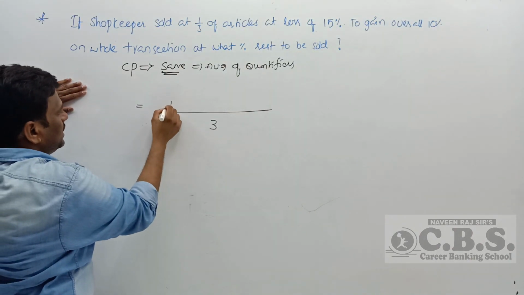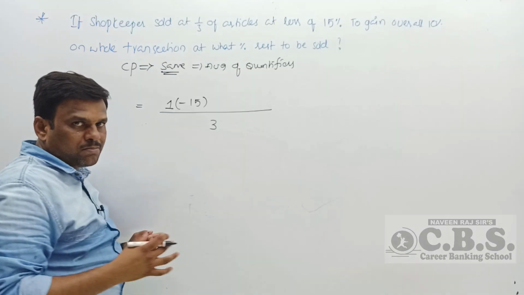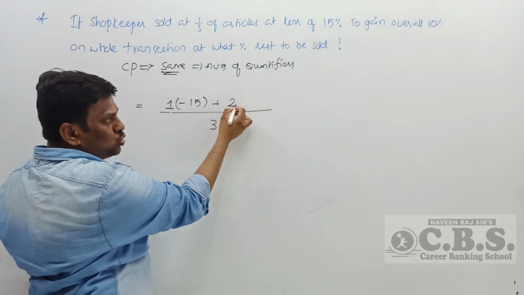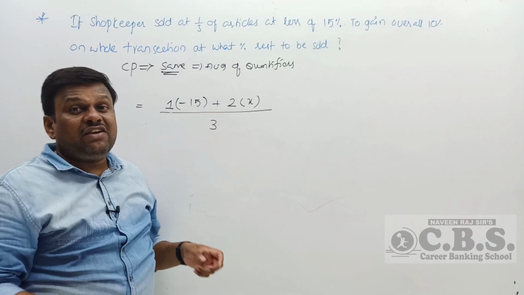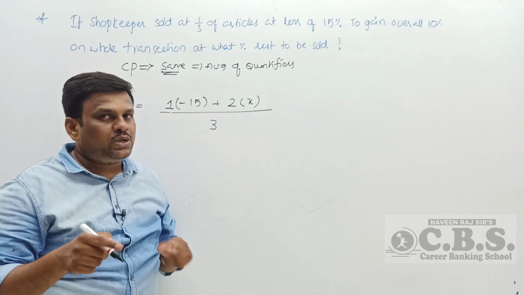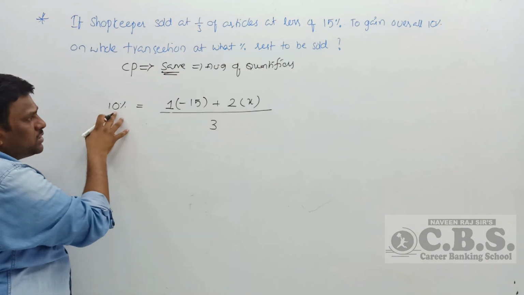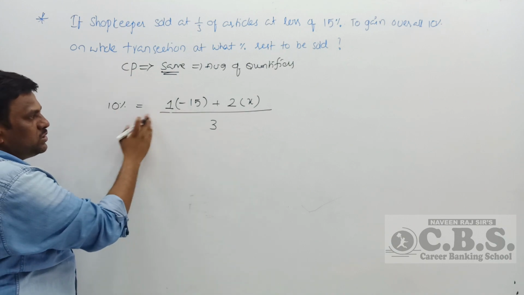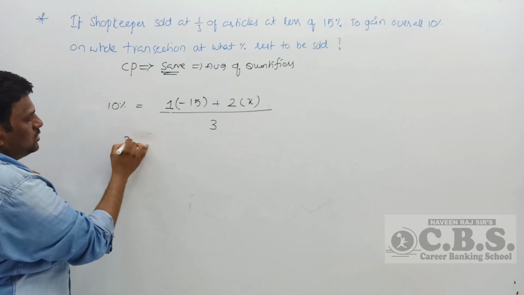Out of 3 articles, 1 article is sold at a loss of 15%. Loss is indicated by a minus. Out of 3, 1 is completed, that is 15% loss. There are the rest 2; take an x value and take the default symbol as plus. If the end of the answer is plus, you get a profit. If it is minus, you get a loss. The overall percentage given is 10%. 10 into 3 is 30. 30 minus 15, shifting to the left hand side, plus 15. So 30 plus 15 gives you 45.